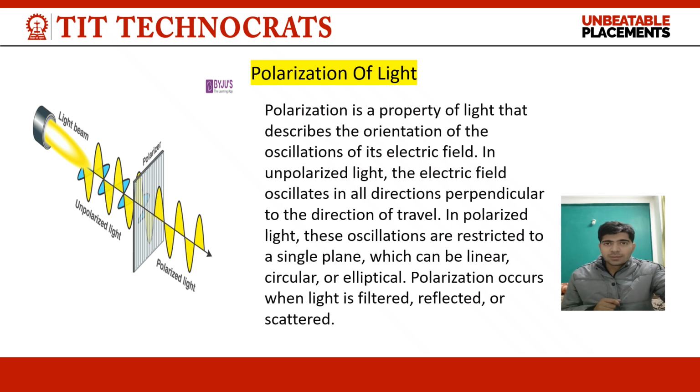As you see in slide number two, there is a polarizer, polarizer 1, which is vertically placed. If you strike light on it, it cancels all other oscillations. Only vertical oscillations are allowed to go through, and you get only vertically polarized light.